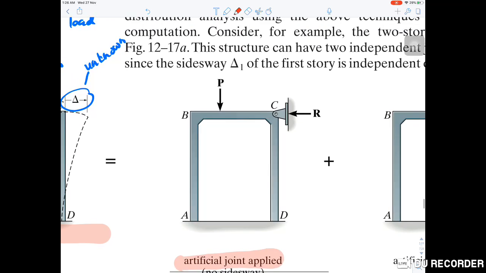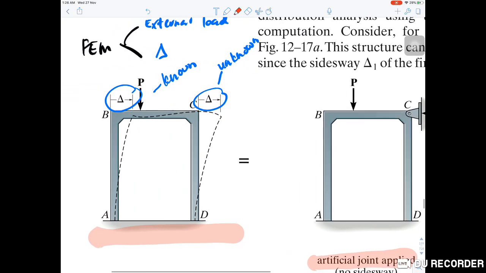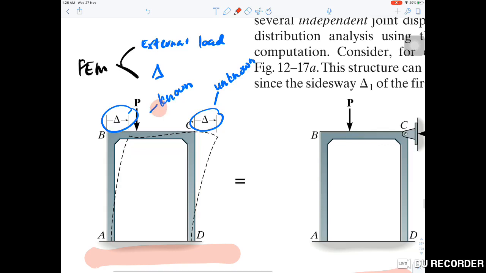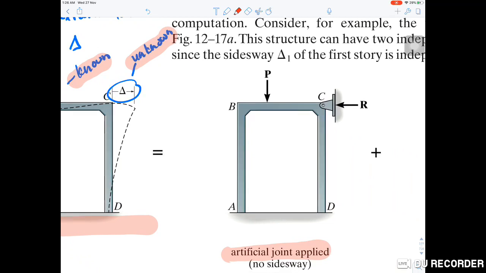So when the frame tends to sway to the right, it means that in the original frame there are the effects of external load and delta. But since one is known and one is unknown, we have to analyze the FEM separately. So we have to divide the frame into two. First, we will analyze the FEM due to external load only. External load only means we have to remove delta from the system.